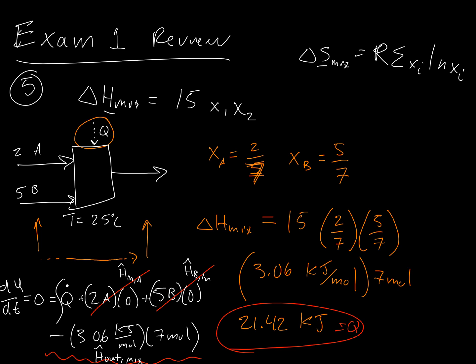I just have a question. Since we had a positive delta H, then wouldn't Q need to be negative because energy is flowing into the system?